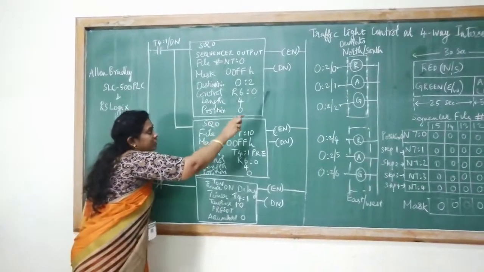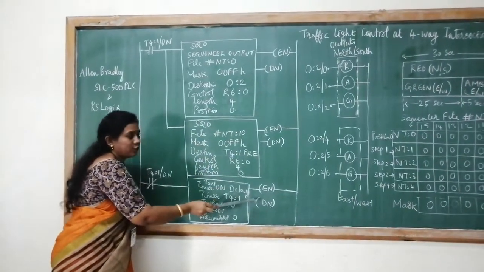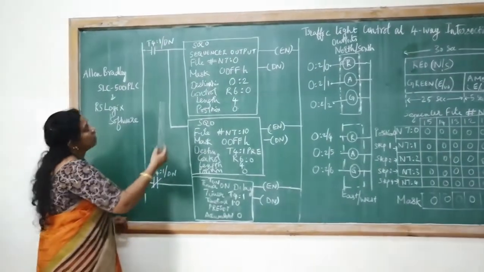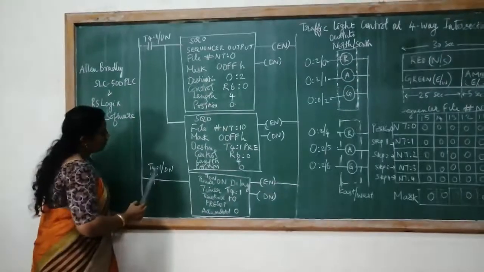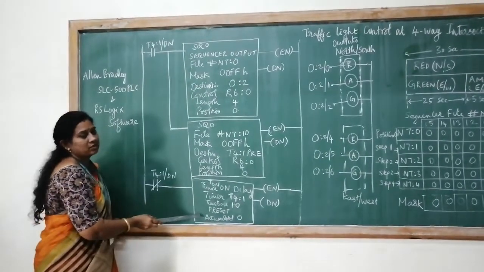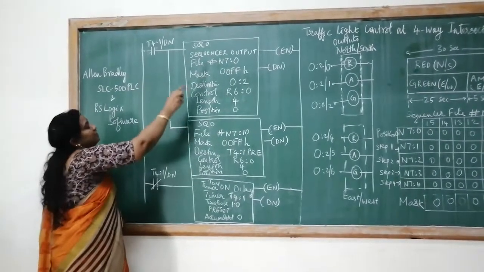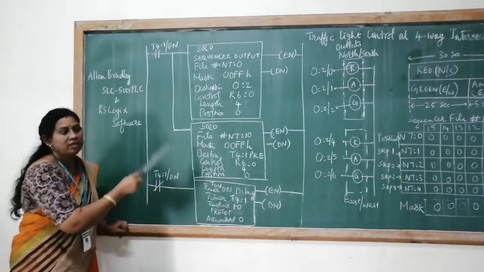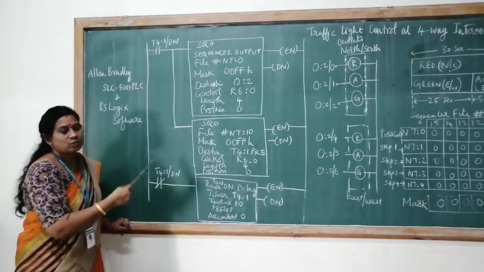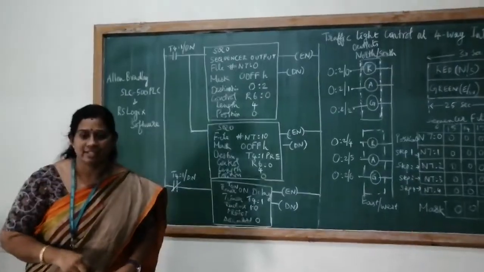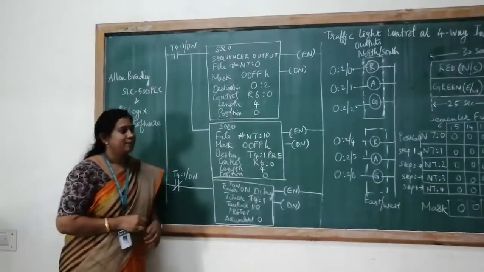Thereby, once the whole sequencer file has been executed, the done bit goes high. As this goes high, the timer is switched off and reset to its initial position, and the sequencer file will be executed again when you initialize it. Hope you understand this program. Thank you.